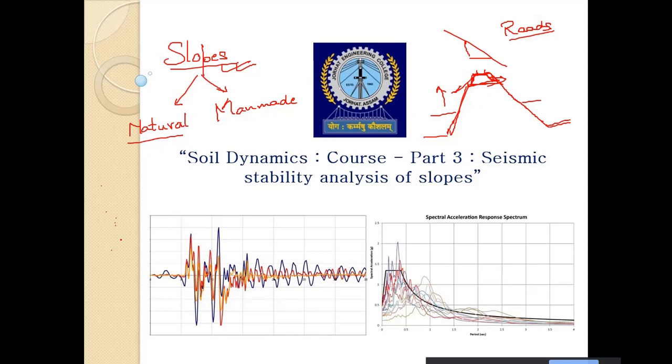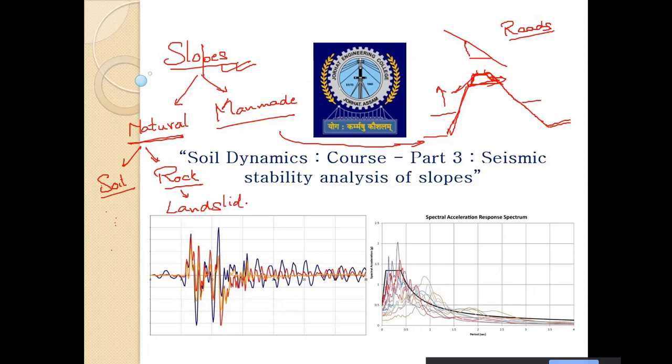So we observe that slopes are mostly natural and also man-made, and the man-made slopes are mostly related to the embankment types. Natural slopes are made up of various types of material, meaning soil, and it may be rock. Recently we observed, when there was an earthquake in Bhairav, there was a huge landslide.